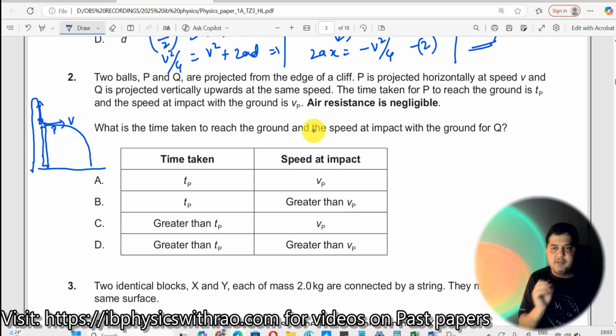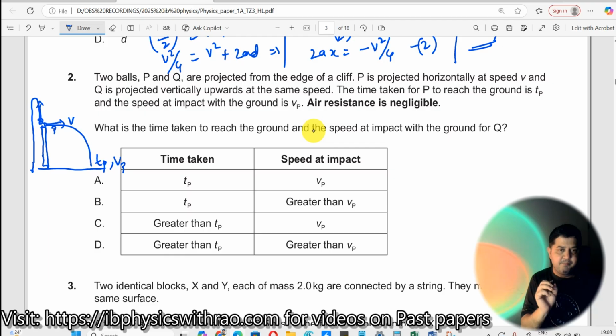Now we have both of these. The time taken for P to reach the ground is Tp. The speed at impact with the ground is Vp. Here air resistance is negligible. What is the time taken and the speed at impact with the ground for Q? How much time will this one take, and compare this with this time?